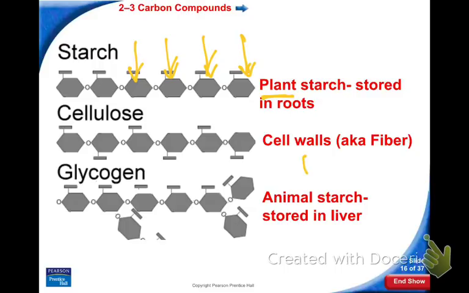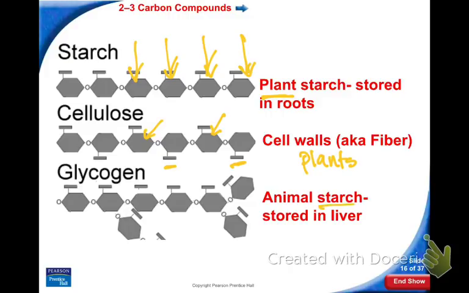Cellulose, also made by plants, is what they use in their cell walls. And notice, it's still the same subunits of glucose molecules, but every other one is turned upside down, so it has a slightly different structure. So that's what makes starch different from cellulose.